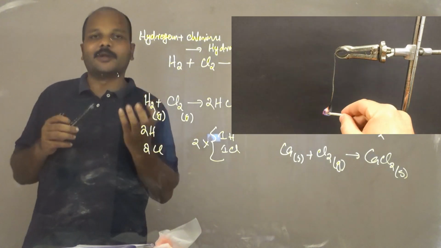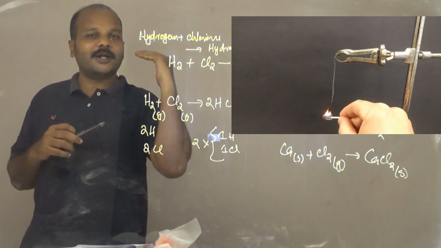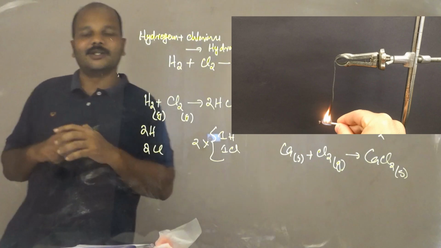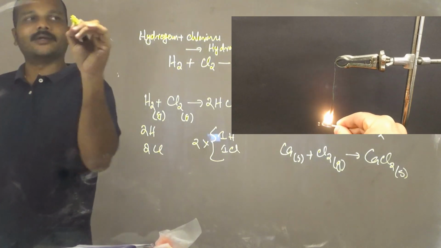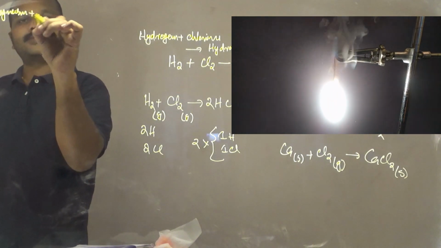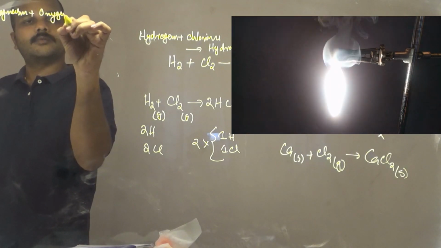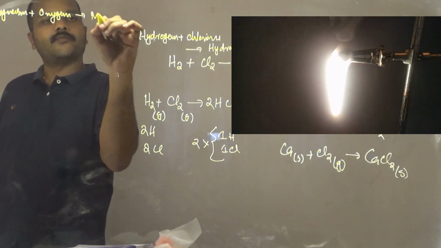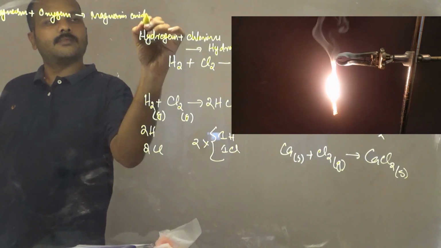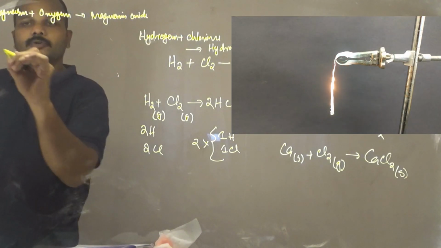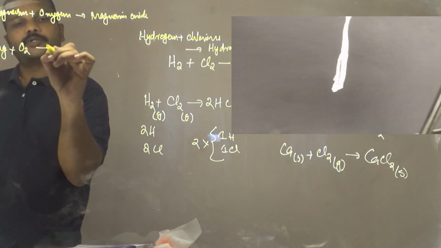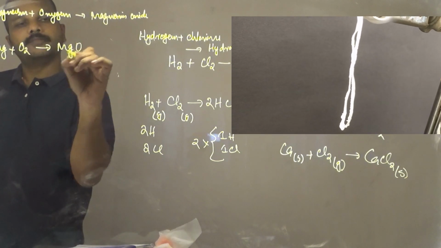Now let's see how a magnesium ribbon burns. When it is burning, it reacts with oxygen. You can write magnesium plus oxygen to form magnesium oxide. So here you can write Mg plus O2 gives MgO.